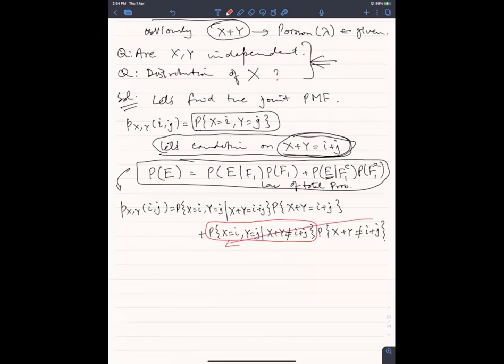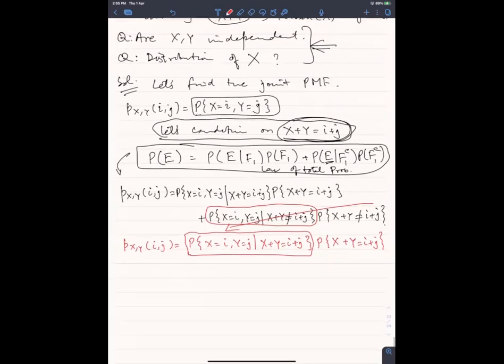So all we are left with is P_xy(i, j) equal to the probability that x is equal to i, y is equal to j, given x plus y is equal to i plus j, into the probability of x plus y is equal to i plus j. You could have written this same formula if you had used the conditional probability formula. That was the conditional probability formula. If you had written it that way, you would still have arrived at the same conclusion.